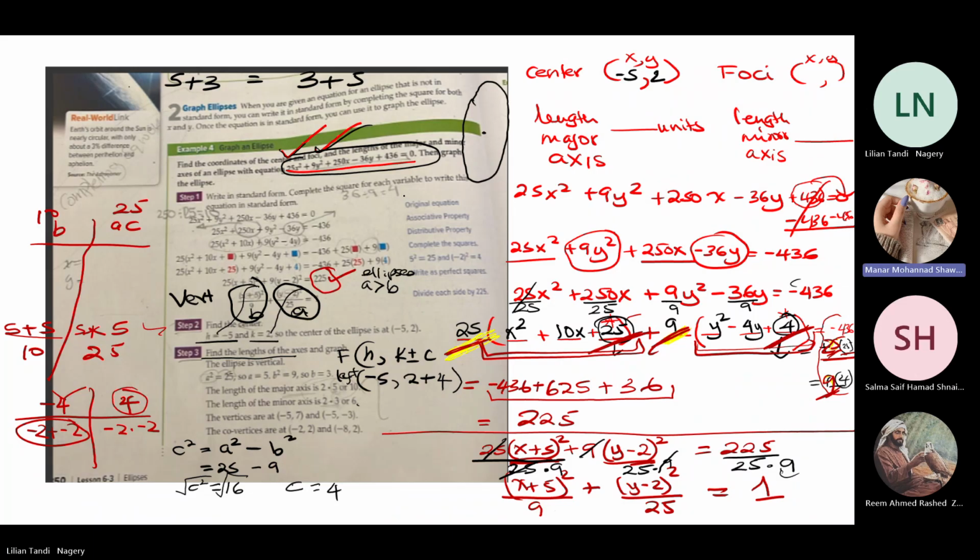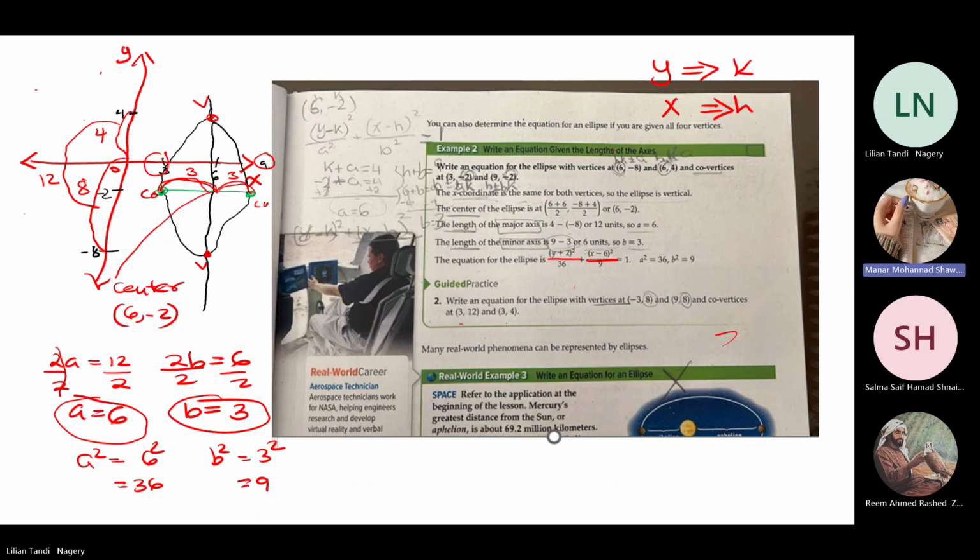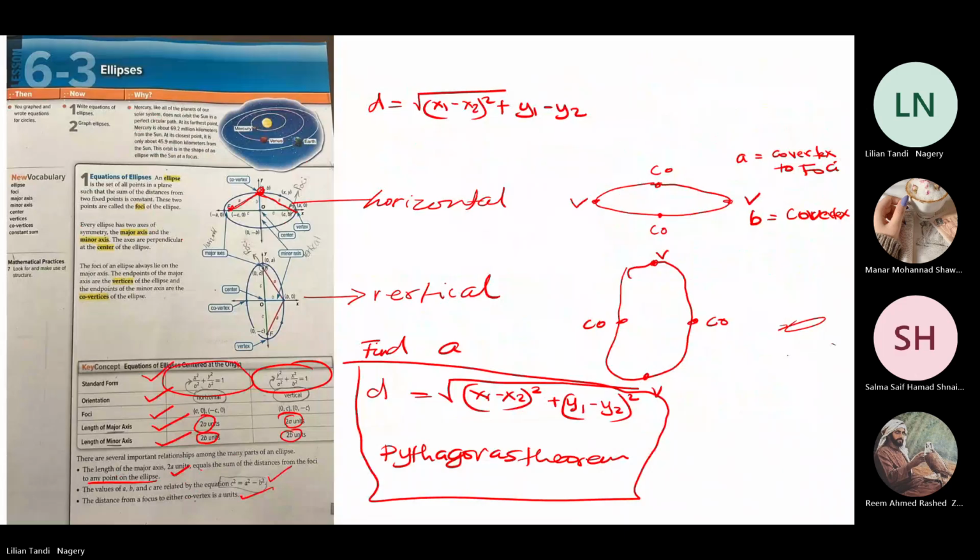Isn't my foci over here? It will be on the vertical. No, that is my vertices. My foci will be a little bit down from the vertices. Look in the first page, where we have the formulas. So my x remains the same. It will be on the x-axis. I agree.